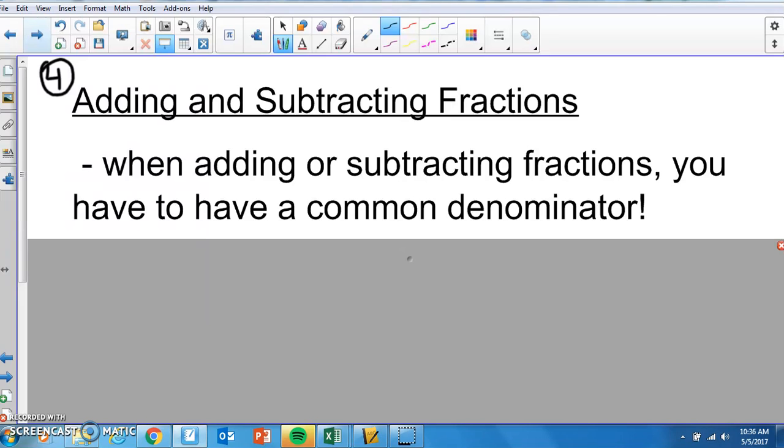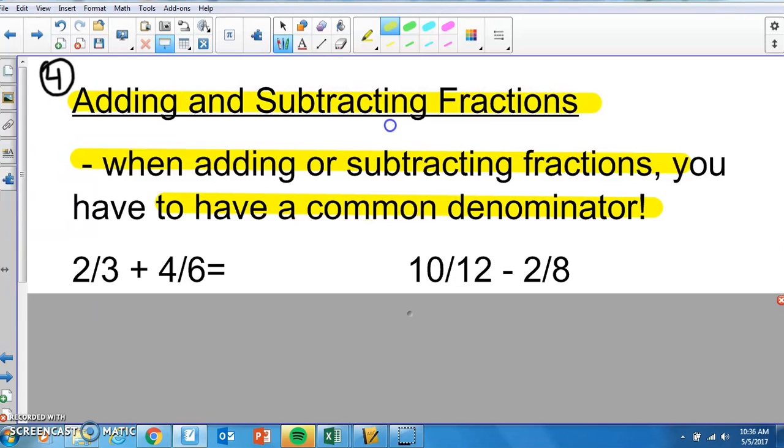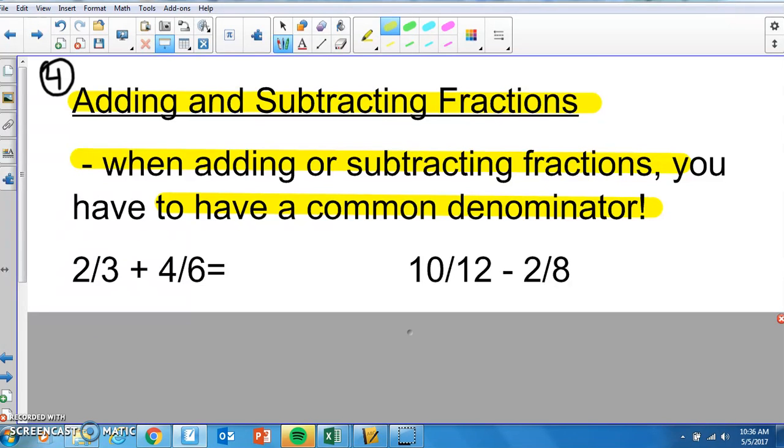So when adding and subtracting fractions, what I want you to do is, just like other notes, I want you to have this in there. When adding and subtracting fractions, you have to have a common denominator. You always have to have one when adding and subtracting fractions. So let's take the example, 2/3 plus 4/6. All right, so we have that example here.